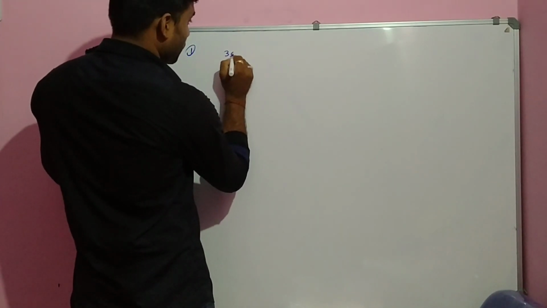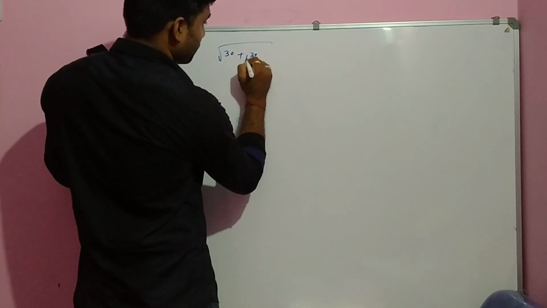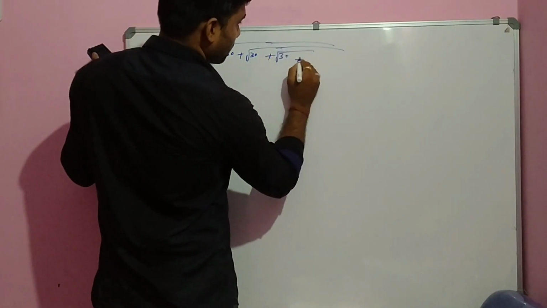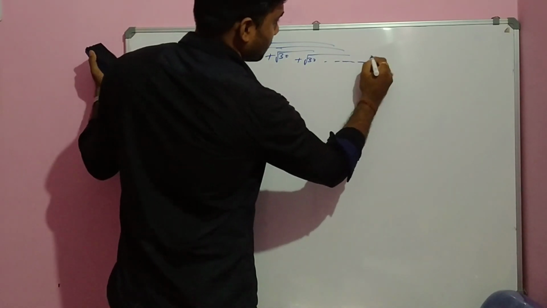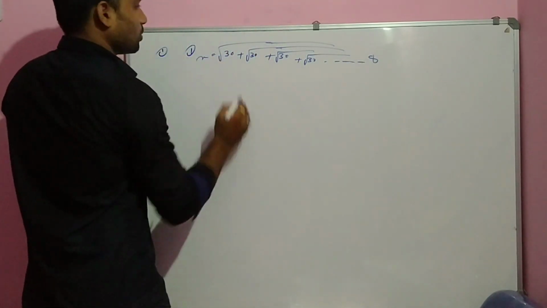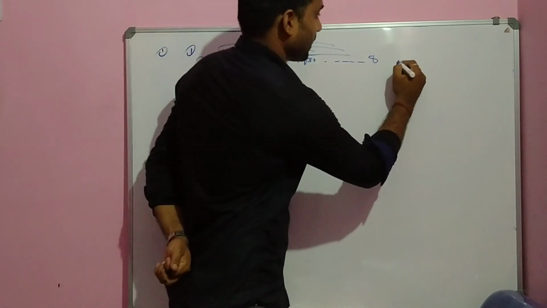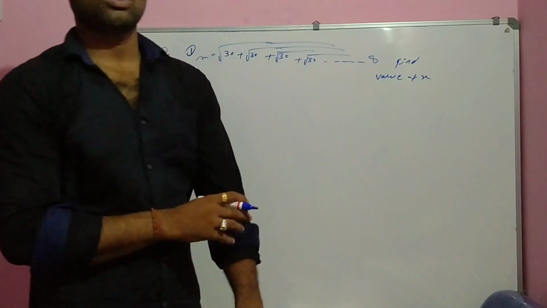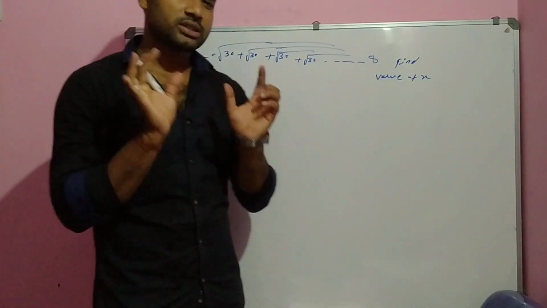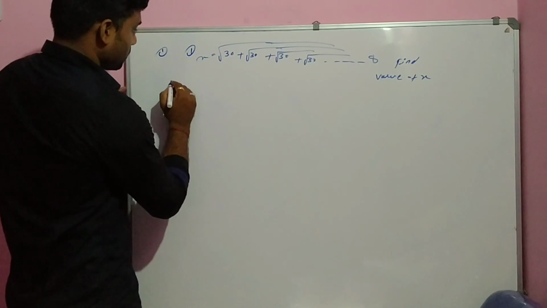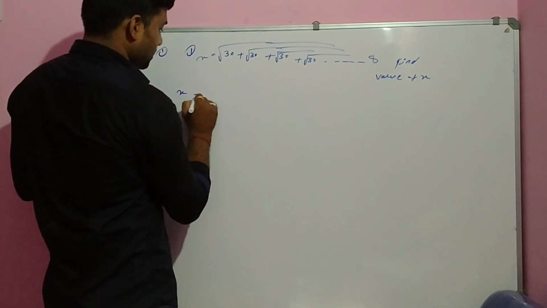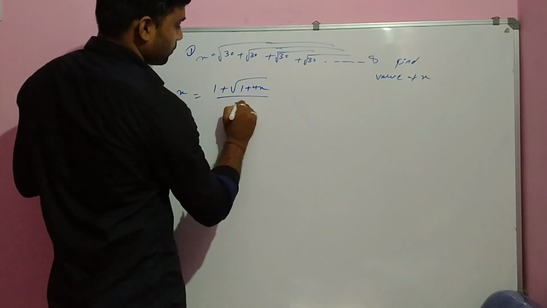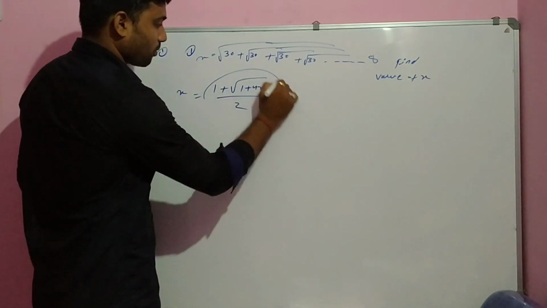Suppose under root of 30 plus under root of 30 plus under root of 30, and so on infinitely. Suppose this is x. The question is: find the value of x. How do you solve it? I will give you a simple trick or formula. Keep in mind, the value will be 1 plus the under root of 1 plus 4x, divided by 2. Keep this formula in your mind.